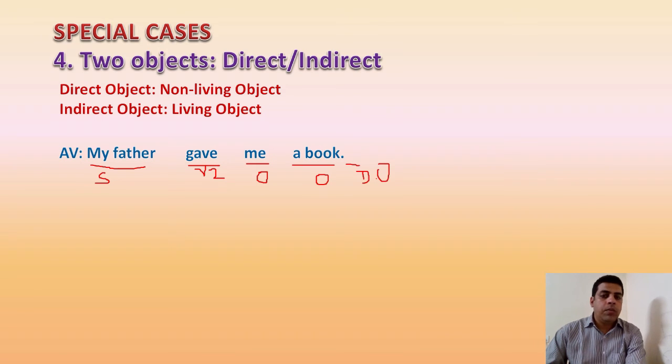Which one? A book. And what is the indirect object? Me. Me is the indirect object. Now in this case we can convert that one with the indirect object as the subject. Then what will happen? I was given a book by my father. That would be one case. Or I have to make another one. A book was given to me by my father.